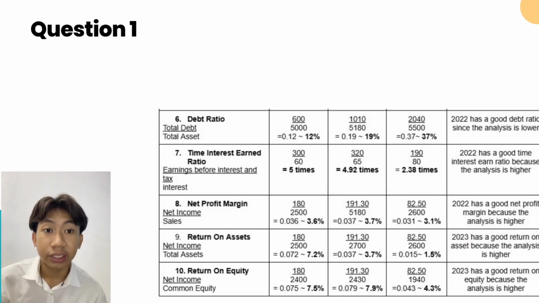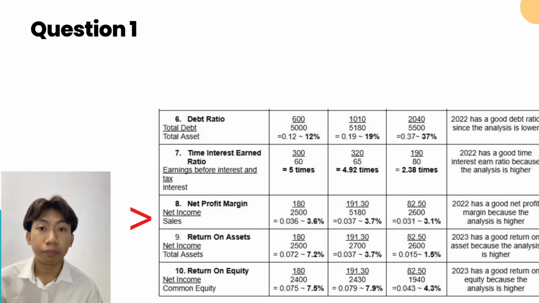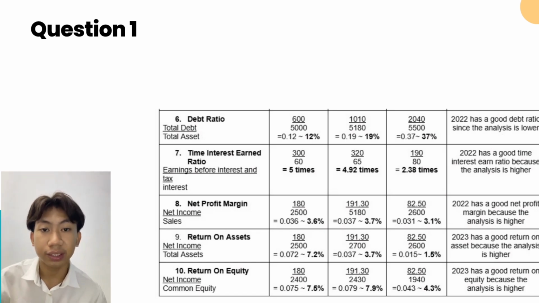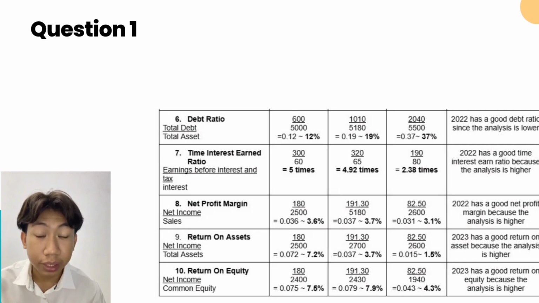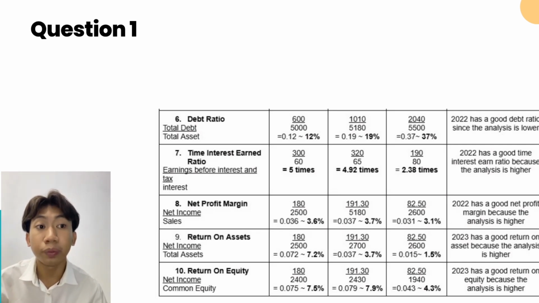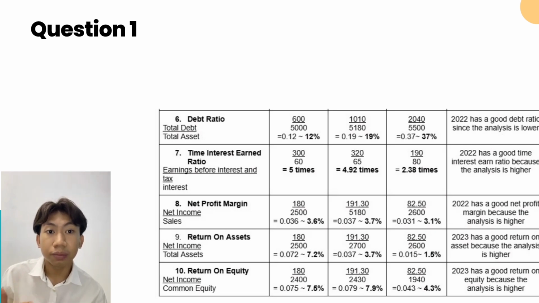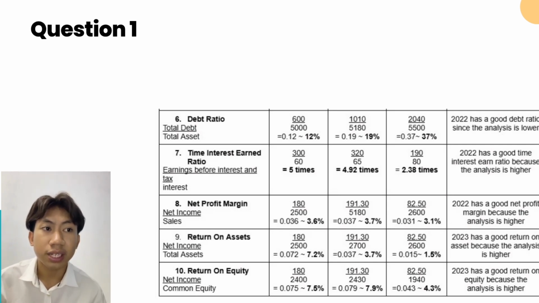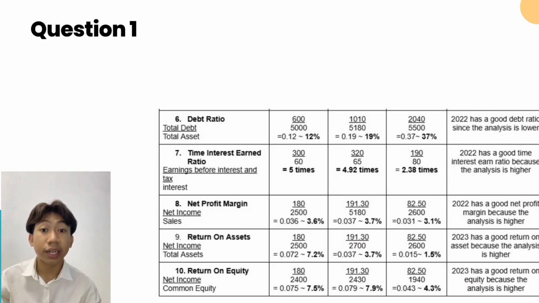For number 8 is the net profit margin. The formula of the net profit margin is net income divided by sales. For the first year we get 3.6%, in the second year we get 3.7%, and the third year we get 3.1%. So the higher the percentage, the better. The analysis is that 2023 has a good net profit margin because the result is higher.